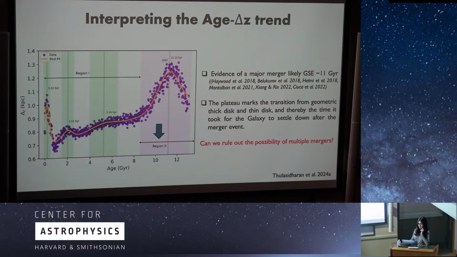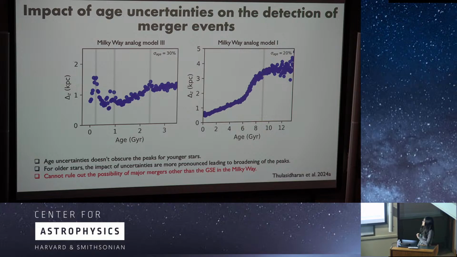In order to understand whether we can rule out the possibility of multiple major mergers in the Milky Way, we look at the impact of age uncertainties on the detection of merger events by introducing age uncertainties into the simulations, which reflect the age uncertainties in the data. In the Milky Way analog model 3, where we saw 3 passages of the satellite, similar to what we observed in the data, we introduced an age uncertainty of about 30%, which reflects the uncertainty in the LAMOST sample, which is what dominates the 3 peaks that we saw in region 1.